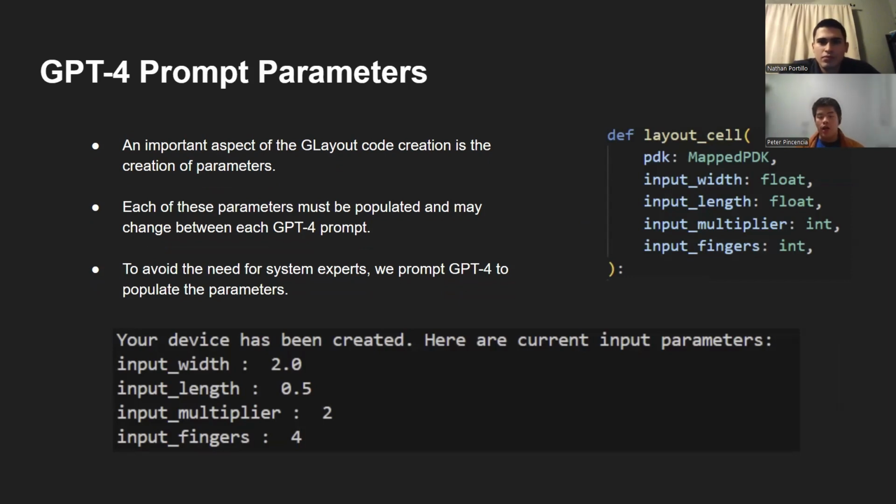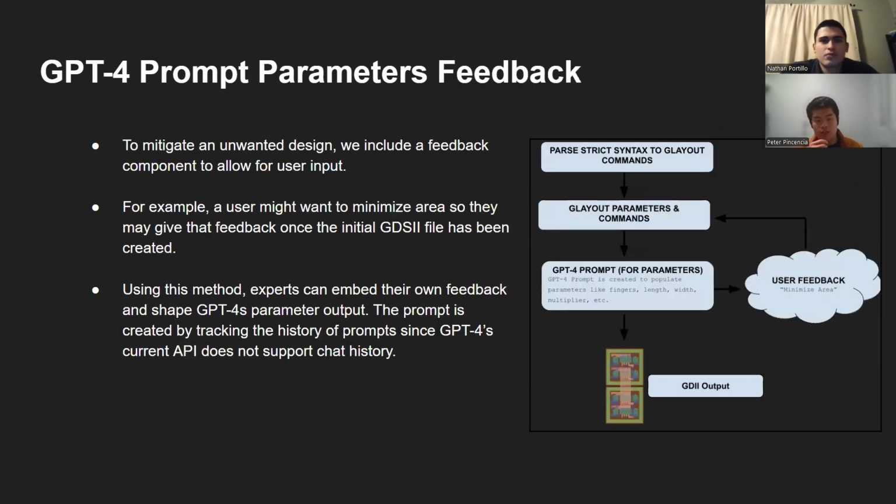And of course, as mentioned, to avoid the need for system experts, we prompt GPT-4 to populate the parameters. And because GPT-4 is also not perfect, we include a feedback. So this feedback allows the users to specify a certain parameter. So let's say the user wants to change the input width of a certain component.